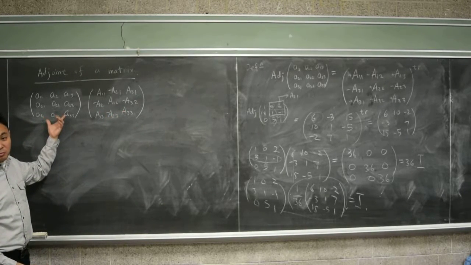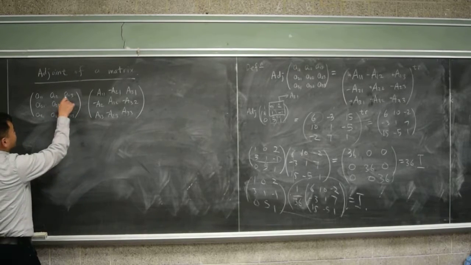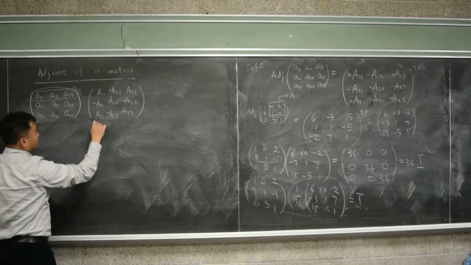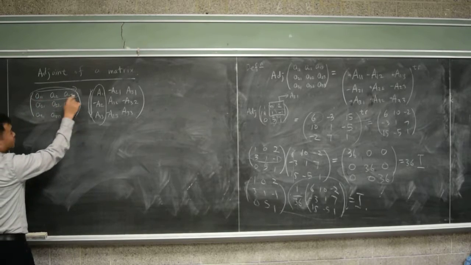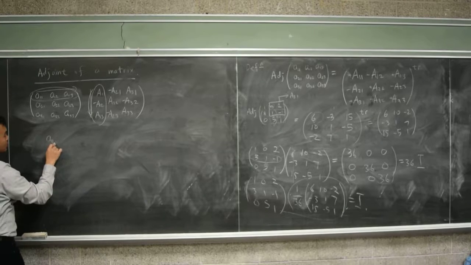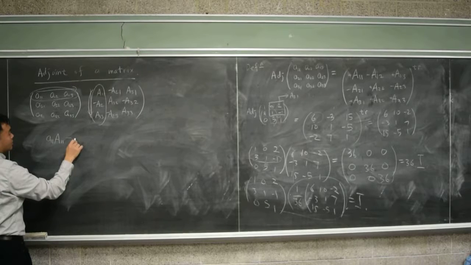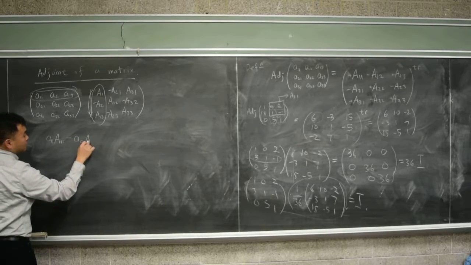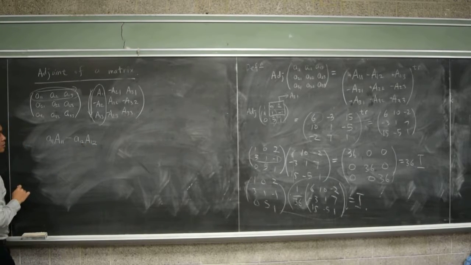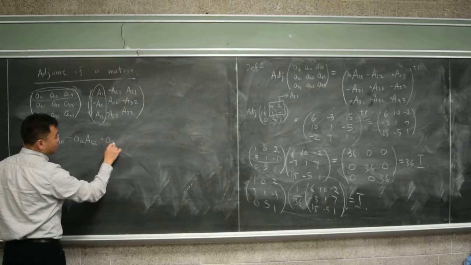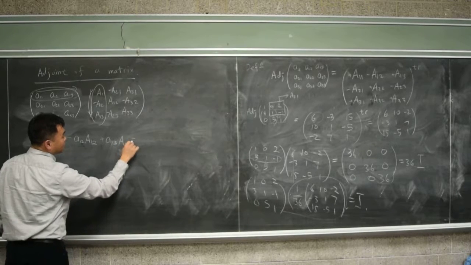I'm trying to multiply with the original matrix. Now, think about what you would get if you multiplied across down. Let's just look at just this part. Okay? What do you get? A11 times A11, so you get A11 times capital A11. There's a minus, so the next one is negative A12 times capital A12. And then plus A13 times capital A13. What's this?